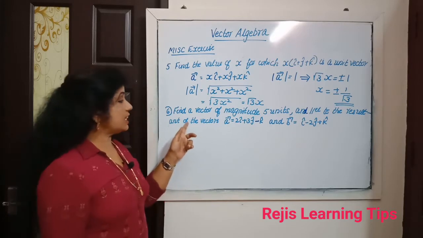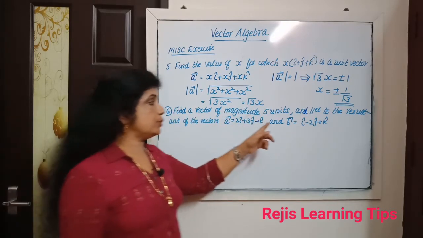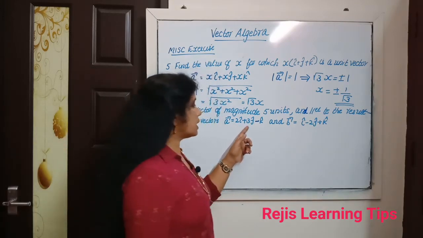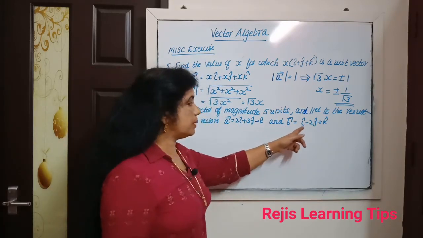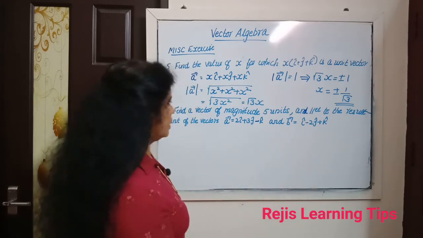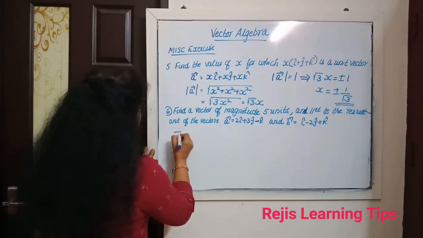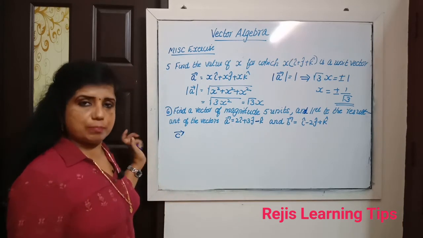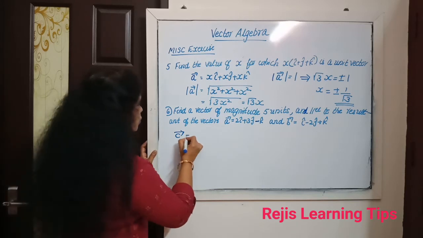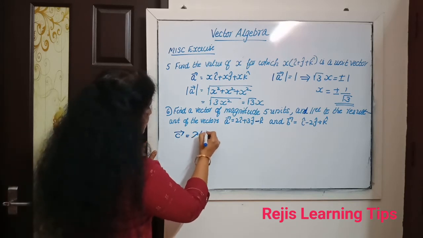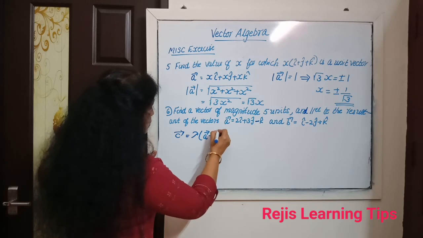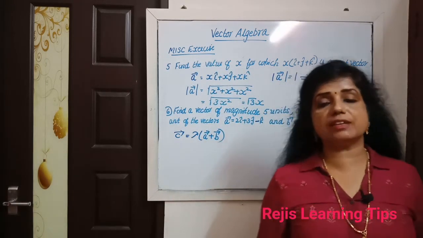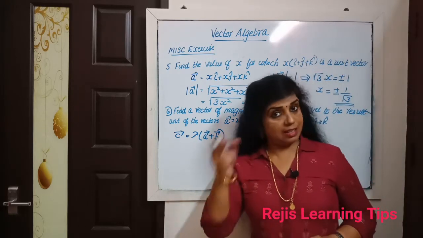Okay. Then sixth question. Find a vector of magnitude 5 units and parallel to the resultant of the vectors, vector A that is 2i plus 3j minus k and vector B that is i minus 2j plus k. Suppose vector C is parallel to the resultant of vectors A and B. So we can write vector C is equal to lambda times of vector A plus vector B. We have already studied that if vector A is equal to lambda times of vector B, then we can say that vector A and vector B are parallel.